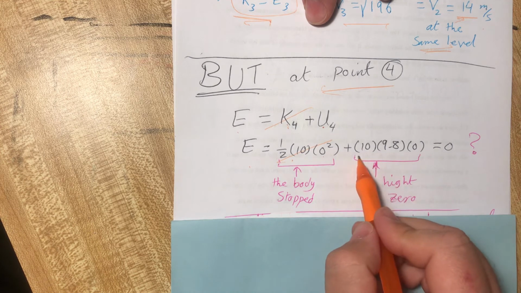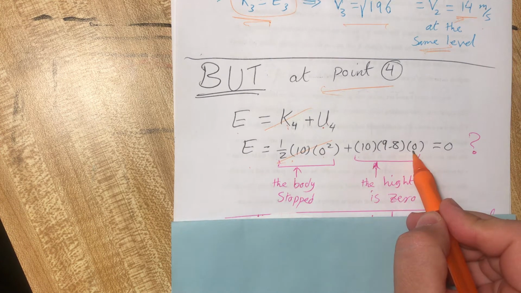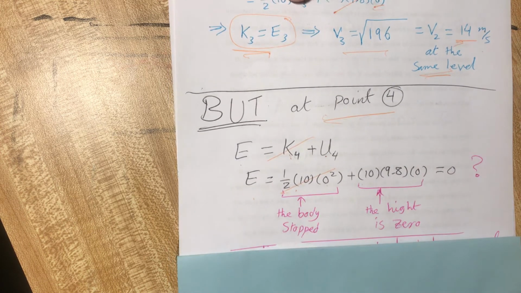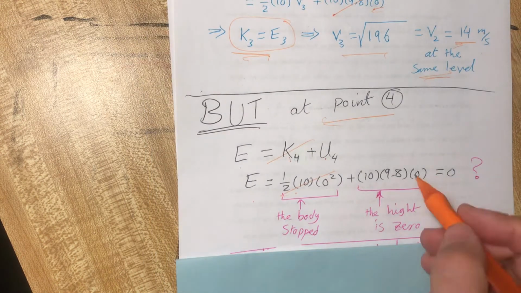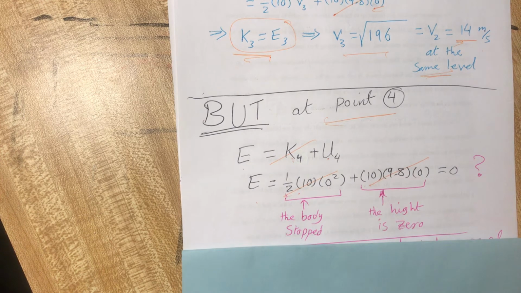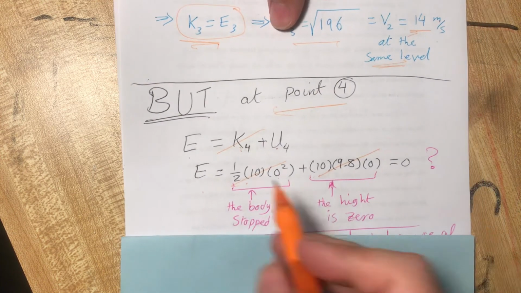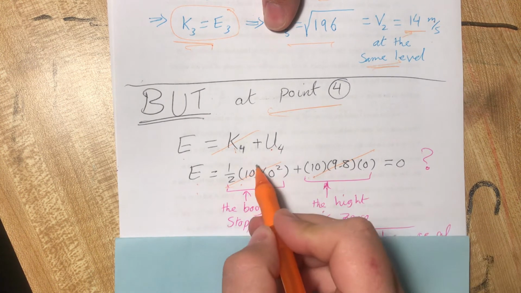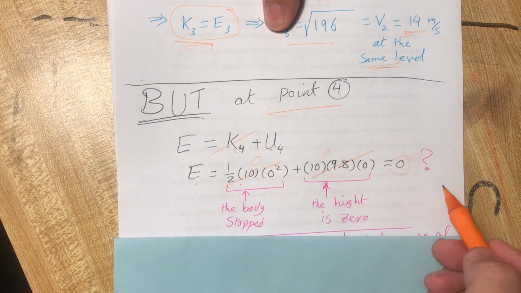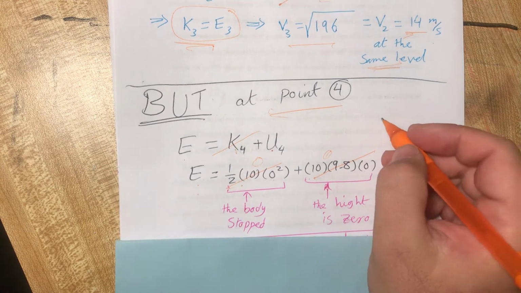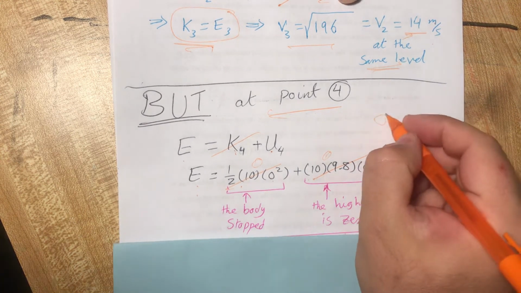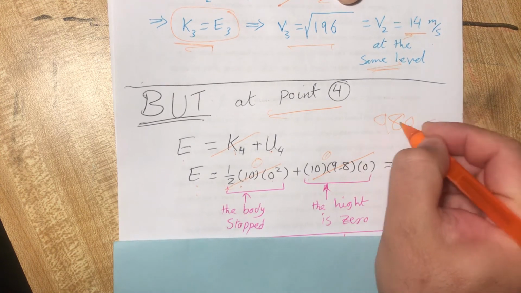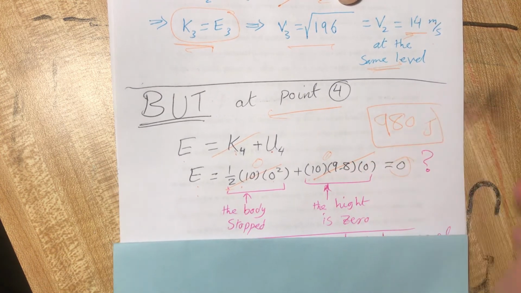And the potential energy, because h is zero also at point number 4, it is the same height as point number 3. The potential energy is also zero. So the mechanical energy will be equal to 0 plus 0 equal to 0. Where is the energy? We have energy from before, 980 joules. Where has this energy gone?